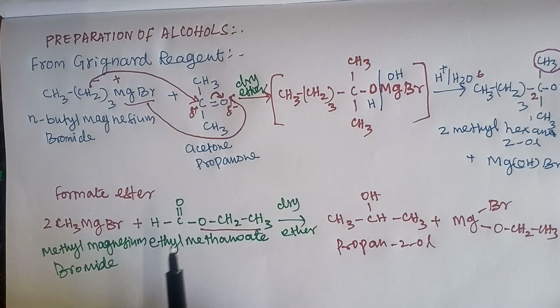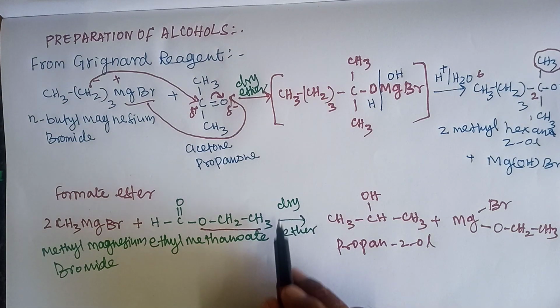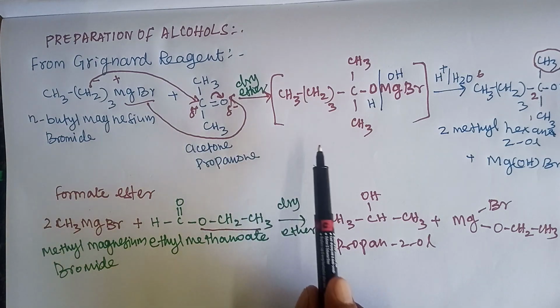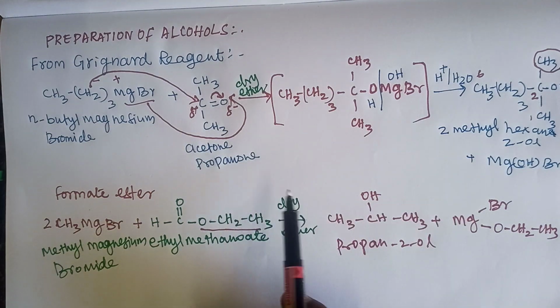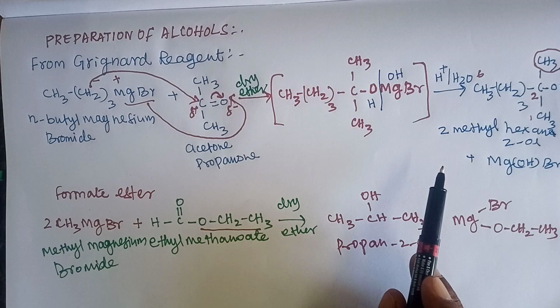So we can prepare the Grignard reagents. It is a nucleophilic addition reaction. Here the nucleophilic addition of Grignard reagent to aldehydes and ketones in the presence of dry ether. We are using dry ether. It is a solvent. It provides large surface area for the reactions taking place. So nucleophilic addition of Grignard reagent to aldehydes or ketones in the presence of dry ether, followed by acid hydrolysis, gives alcohols.